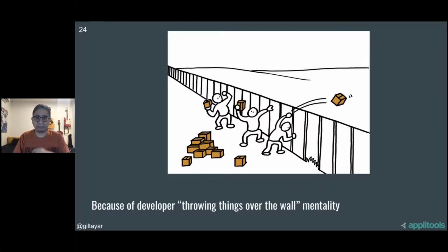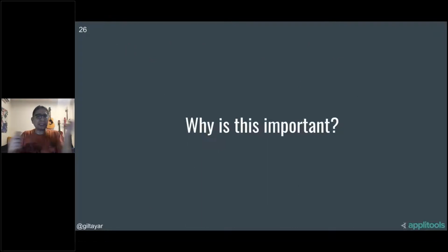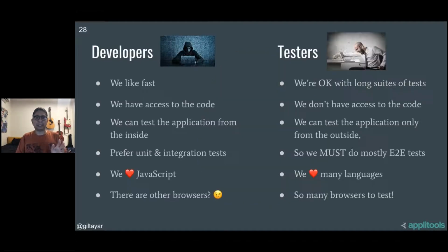That's a very bad mentality. I have a whole talk about that. We're not going to get into that, but it means that QA engineers have access only to the final product. They can't go in and delve into the specific modules or packages or classes and do unit and integration tests on them. Why is all this important? Because the test automation engineer and the software engineer have totally different mindsets when it comes to testing. Developers like fast. They want to test everything on each commit. Testers are okay with long suites of tests, not because they like it, but because they basically have no choice. Why? Because developers have access to the code, so they can write fast unit and integration tests. But testers don't have access to the code, so they can only run end-to-end tests.